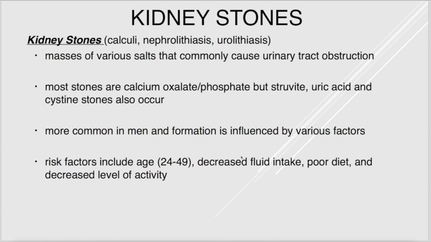Kidney stones are calculi. The condition of having kidney stones is called nephrolithiasis, or sometimes more vaguely called urolithiasis, the condition of having urinary stones. And these are just masses of salts that have become supersaturated and they've crystallized. Most of them are going to be calcium oxalate. But there are a number of other different types, like uric acid stones, struvite stones, cystine stones. But the most common is calcium oxalate.